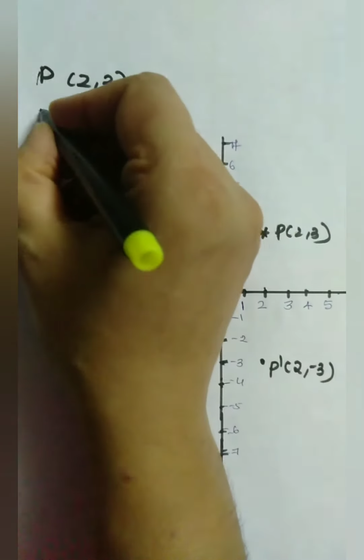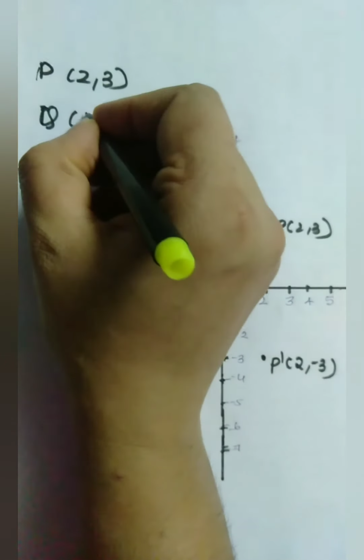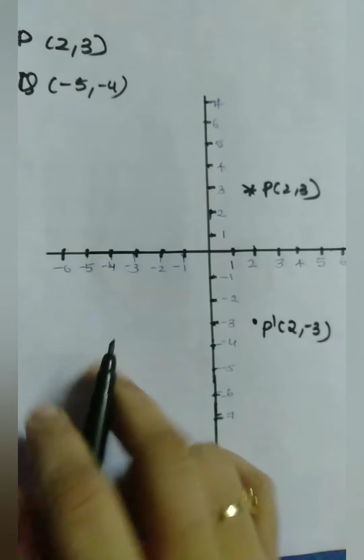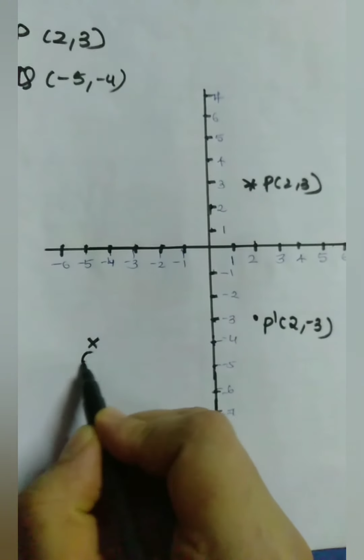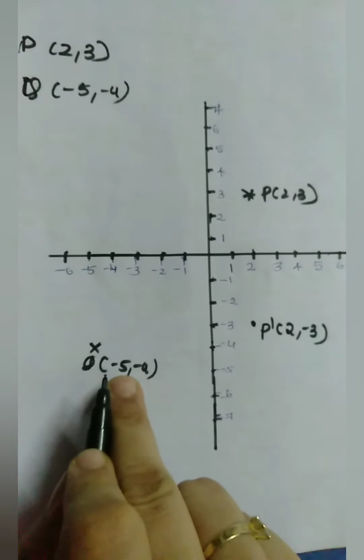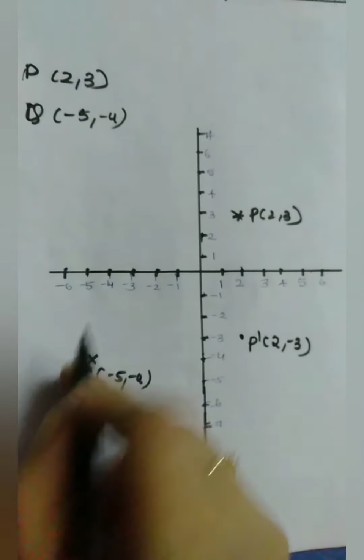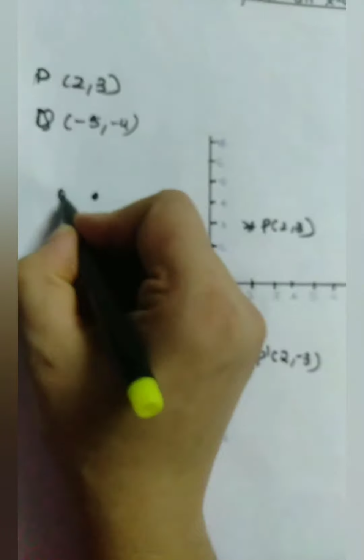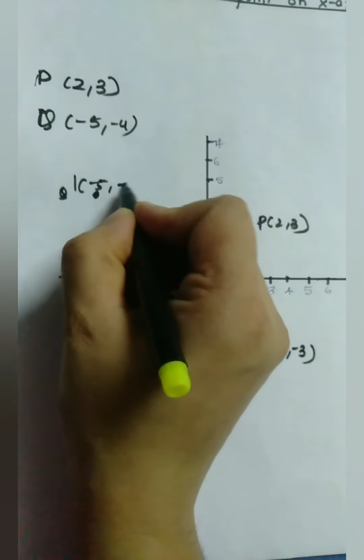Let's take another example. Q is equal to (-5, -4). The point is here. Let's see the reflection of this on the x-axis. That is nothing but (-5, +4). Q dash is (-5, +4).